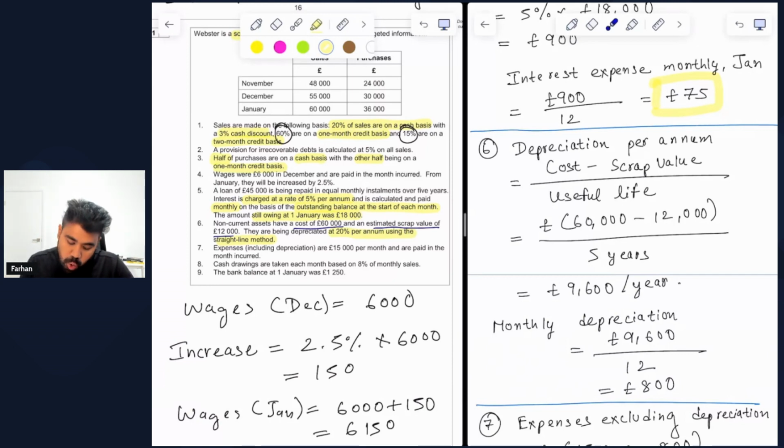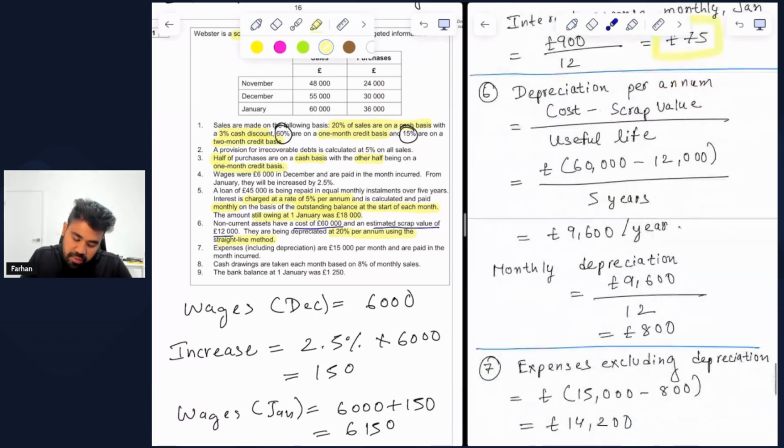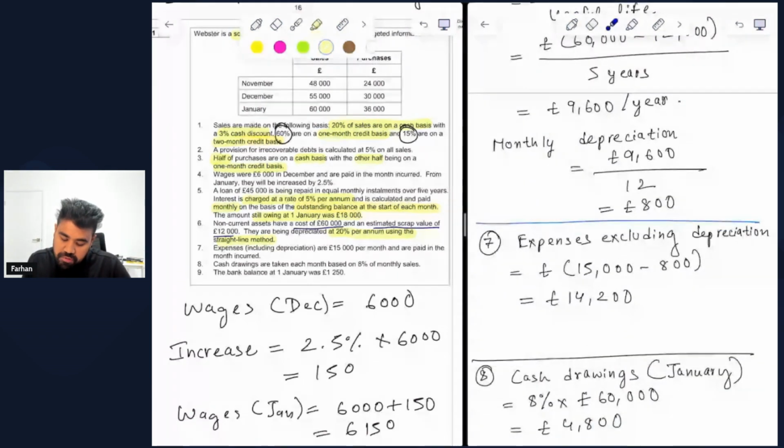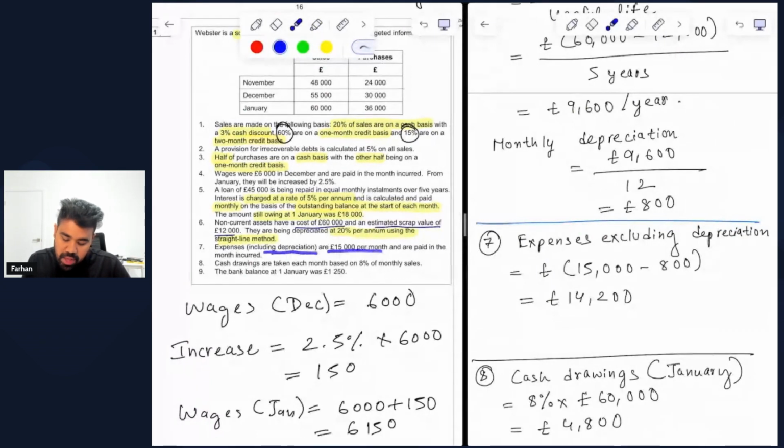So that is what's relevant for point number 7, which says that expenses including depreciation are £15,000 per month and are paid in the month incurred. We are calculating the expenses excluding depreciation by subtracting £800, which refers to the monthly depreciation, also known as the non-cash expense. And then we are arriving at £14,200, which are the expenses excluding depreciation. So all this £14,200 refers to actual cash expenses. So you must not forget to do this during the exam if you want to get full marks.